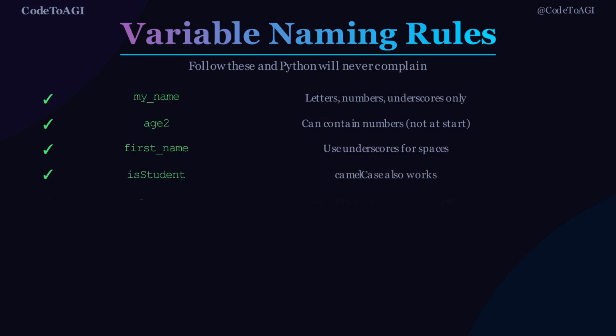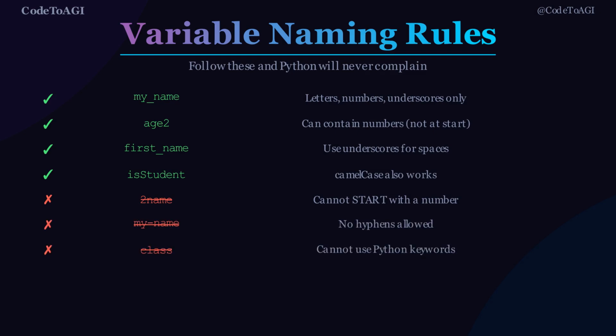Rule 1. Variable names can only contain letters, numbers, and underscores. No spaces. No special characters. Rule 2. Variable names cannot start with a number. my_name is valid, but 2names, starting with a number, is an error. Rule 3. No hyphens. my-name with a hyphen. Python sees that as subtraction. Error. Rule 4. You cannot use Python keywords as variable names. Words like class, if, for, while, def, these are reserved by Python.